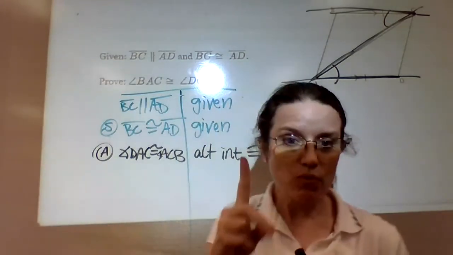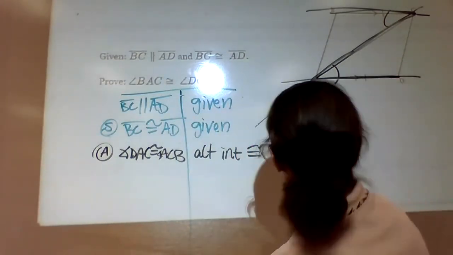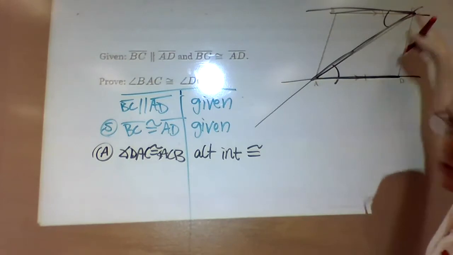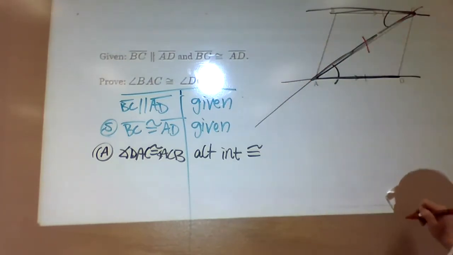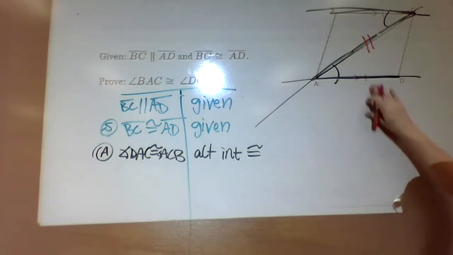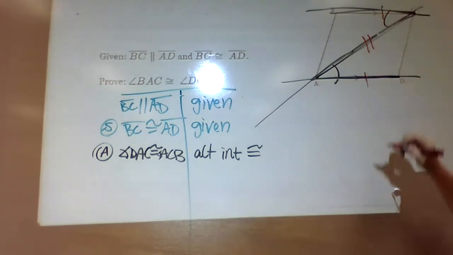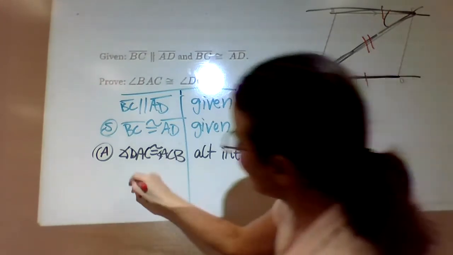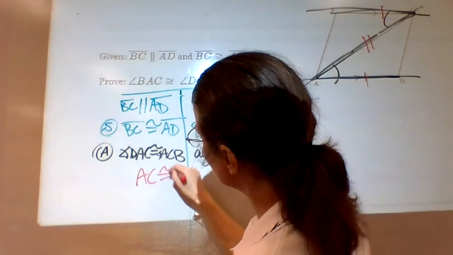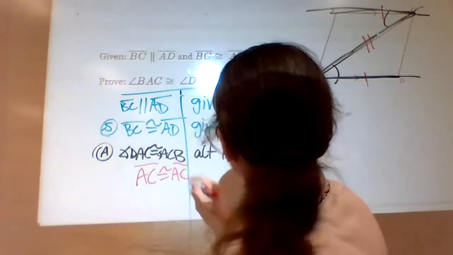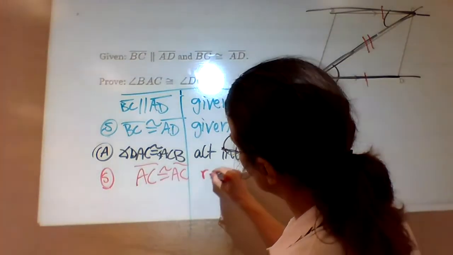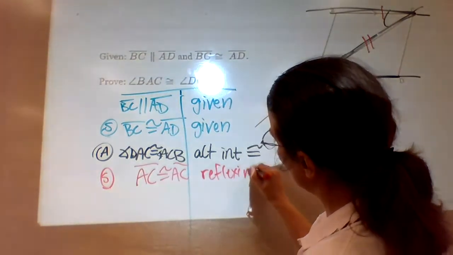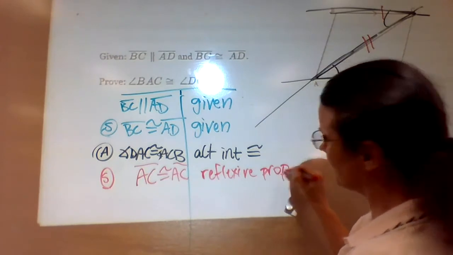So now I only need one more thing to prove these triangles are congruent. Well, these two triangles share this side down the middle, right there. I'm going to double mark it because these guys were already single marked. And so I can say that AC is congruent to AC. And that tells me a third side. And this is because of the reflexive property. Anything is congruent to itself.